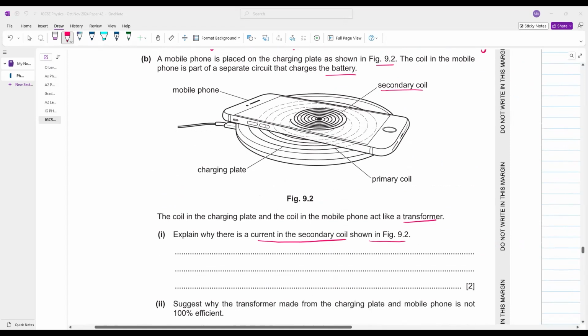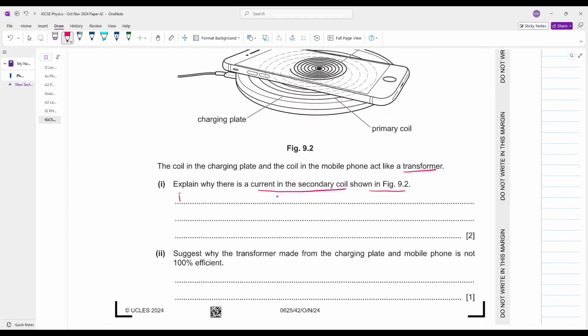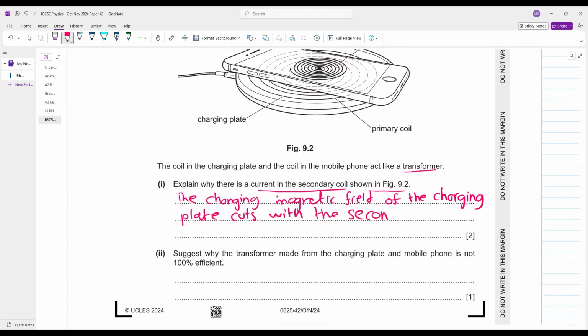How will you say that? You will say the changing magnetic field of the charging plate cuts with the secondary coil, inducing EMF or generating EMF.